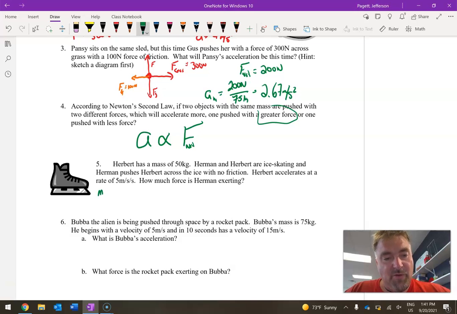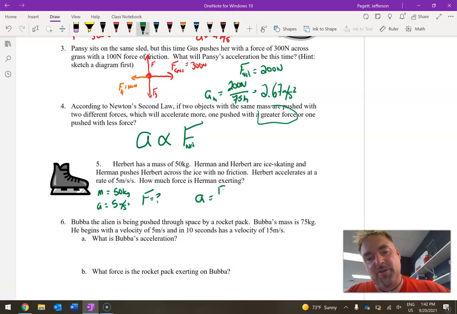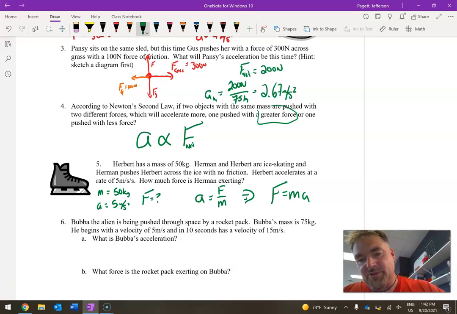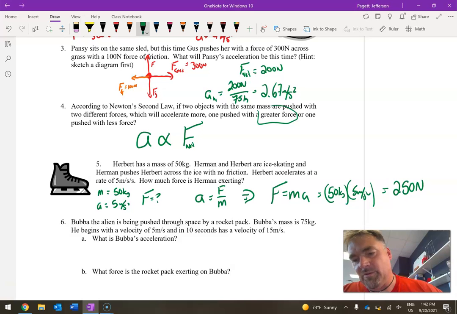So for this one, again going back to our GUESS method, we have a mass of 50 kilograms for Herbert. We have an acceleration of 5 meters per second squared, and we're looking for the force. So I can still use the same equation, a equals F over m, but you'll often see me rewrite this as F equals ma. All I did was cross multiply there. So we take the mass times the acceleration, and my mass of 50 kilograms times my acceleration of 5 meters per second squared will give me 250 newtons.